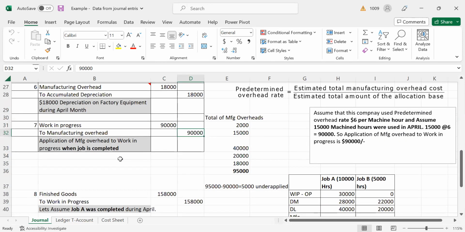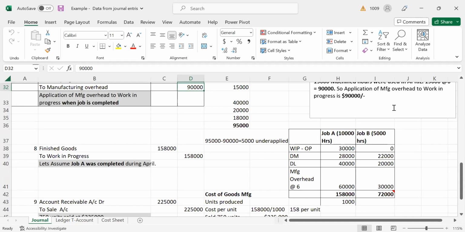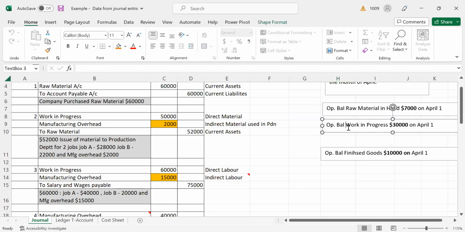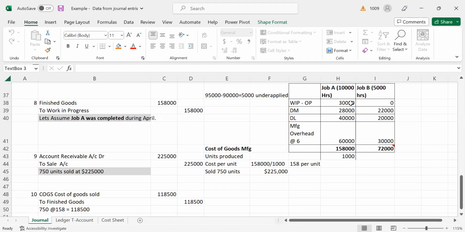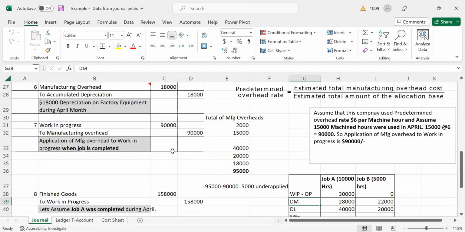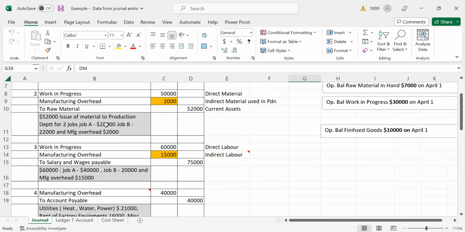Let's say we have some figures with us. We have job A and job B. In job A, 10,000 hours, and job B is 5,000 hours. The work in progress opening balance is 30,000, which is already given, for job A, and for job B there is nothing. For direct material we have 28,000, and for direct labor it is 40,000.